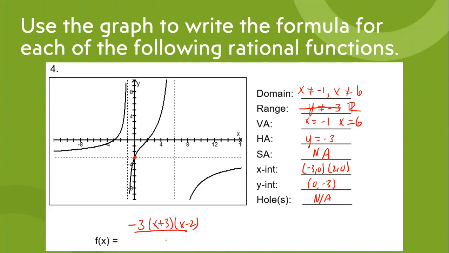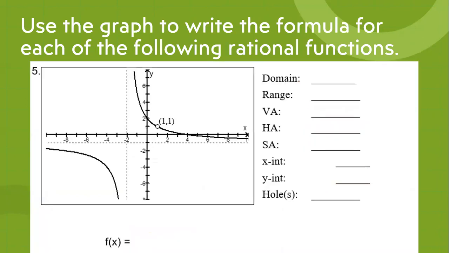Where's our vertical asymptote? And the denominator. And what are the factors? X plus 1 and x minus 6. How did we do? Yeah? Is it doable? Terrible? All right, try again.